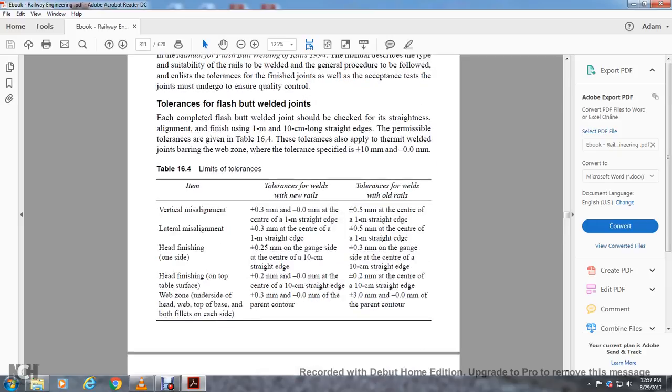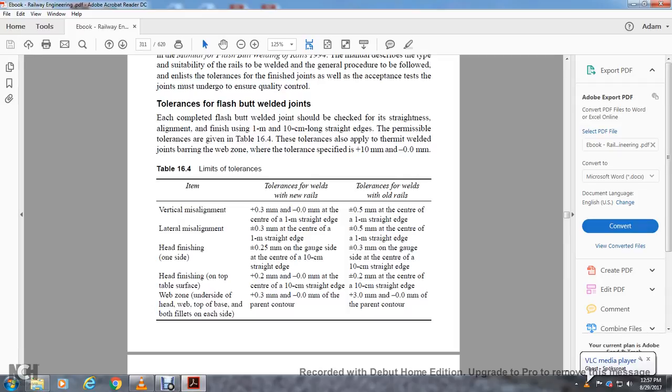Vertical misalignment: 3/10, negative 0.0 millimeters at the center of the 1 meter straight edge on new rails, plus or minus half a millimeter on old rails. Lateral misalignment is plus or minus 3/10 of a millimeter at the center of the 1 meter straight edge for new rails, plus or minus half a millimeter for old rails. Head finishing: quarter millimeter on the gauge side at the center of the 10 centimeter straight edge on old rails, 3/10 of a millimeter on new rails.